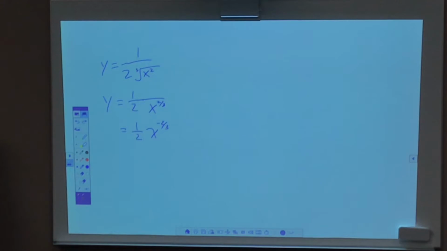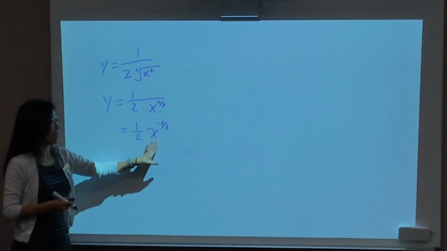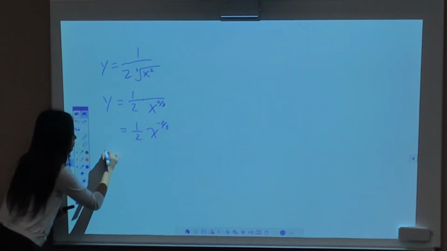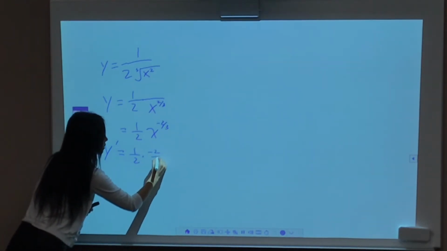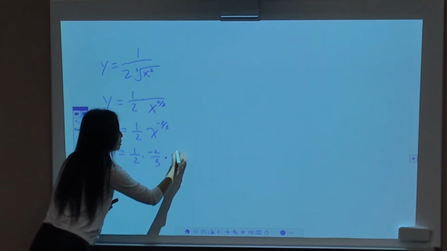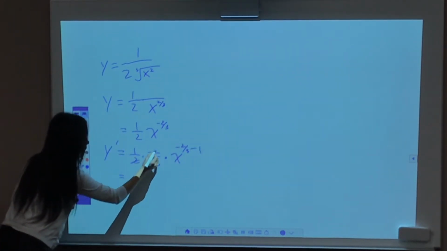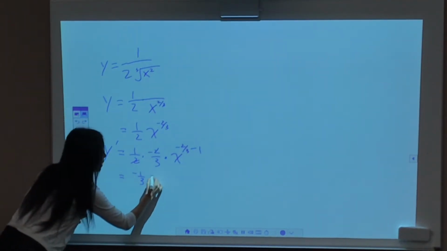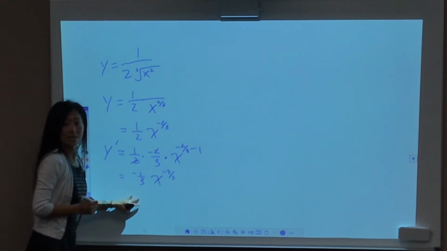Are you following me? Okay, now, can I use the power rule? Yes. So you cannot use the power rule right away. You have to make this into the form of the power rule that you can use. So now I can do the power rule. y prime is 1/2 times what? -2/3 times x to the -2/3 minus 1, which gives me 2 and 2 cancel out. You have -1/3, x to the what? This gives you what? 5/3. Am I right, class?